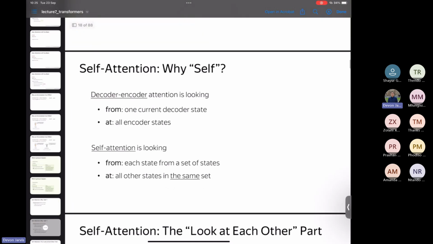Now for self-attention, what we're going to have is for each state from a set of states, they're going to look at all the other states in the same set, right? I know that sounds wordy, but essentially the set of states here is just your input tokens in the encoder or input tokens in the decoder. So it's self-attention because now your encoder attends to itself, and the decoder attends to itself. Whereas previously, with our sequence-to-sequence models, you only had decoder to encoder attention.